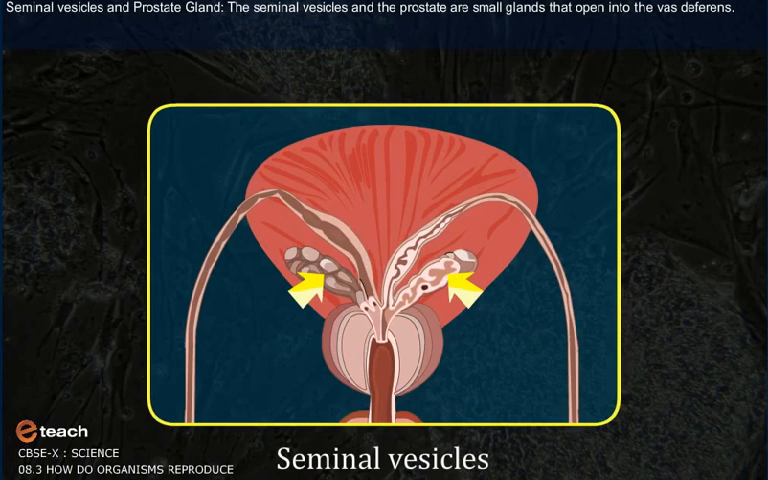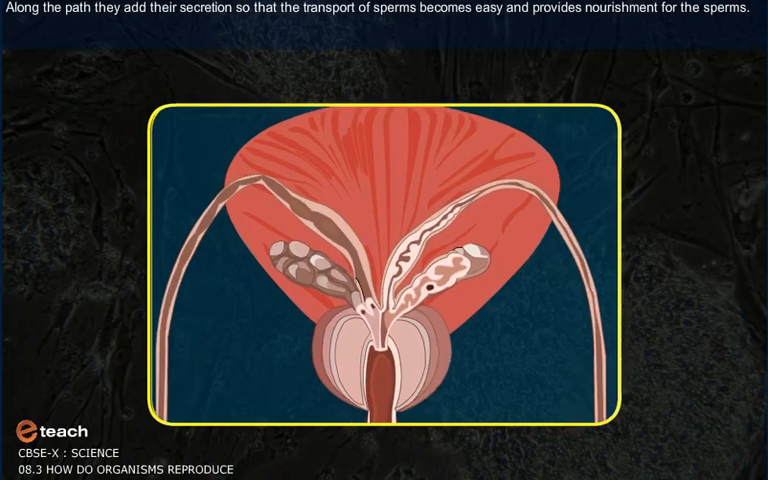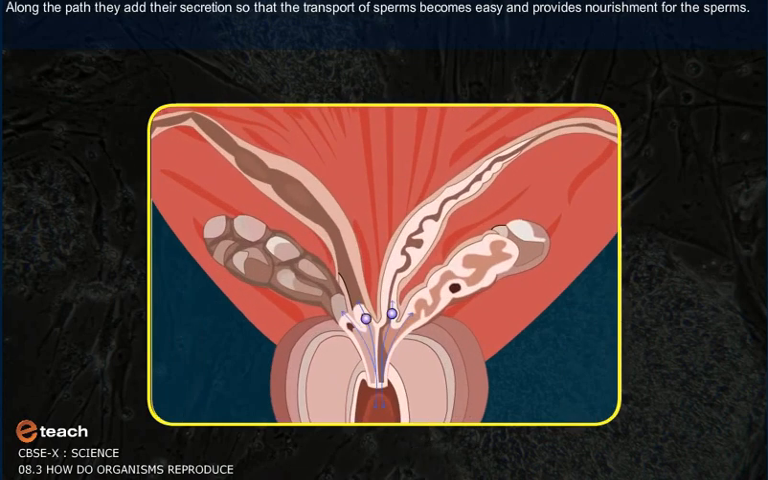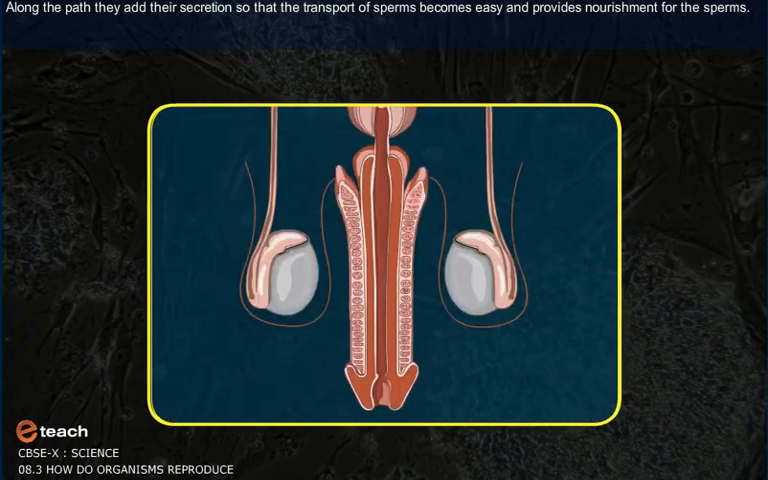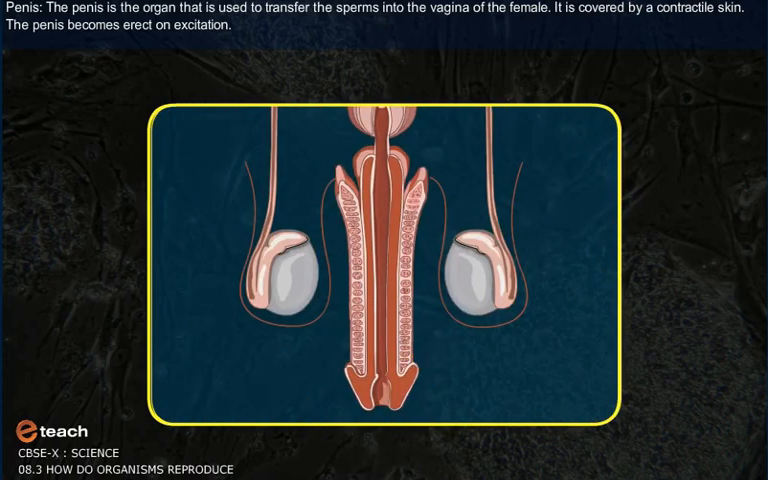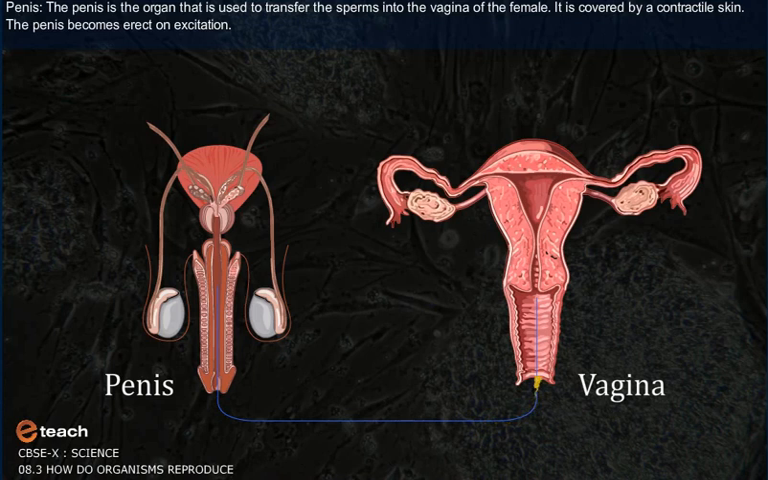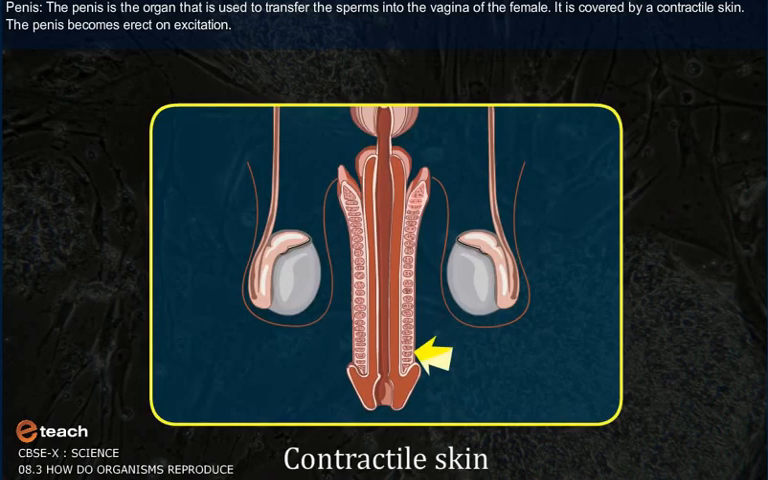Seminal vesicles and prostate gland. The seminal vesicles and the prostate are small glands that open into the vas deferens. Along the path, they add their secretion so that the transport of sperms becomes easy and provides nourishment for the sperms. Penis. The penis is the organ that is used to transfer the sperms into the vagina of the female. It is covered by contractile skin. The penis becomes erect on excitation.